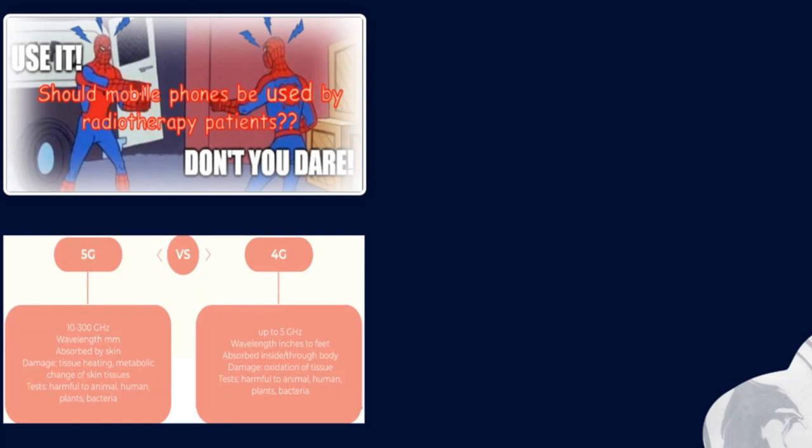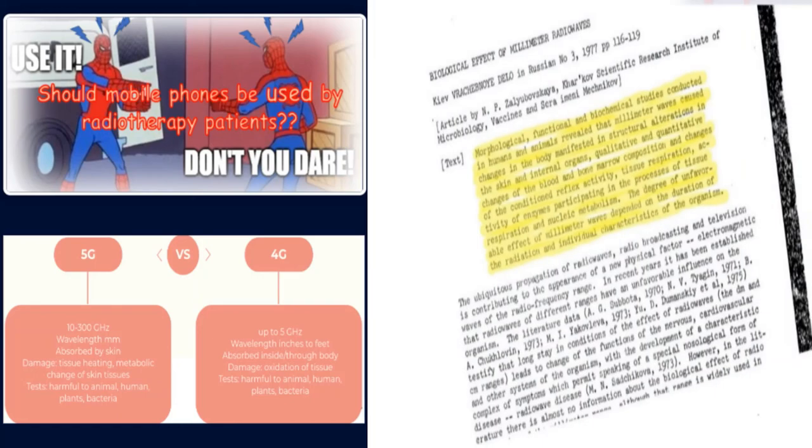Both of these 5G and 4G damages can be seen in animals, humans, plants, and bacteria. These results were actually published in a declassified dossier from the Russian government in the late 1970s. This paper especially talked about the millimeter wavelength damage, which is what we know as 5G. Nonetheless, hot debate still persists on whether 5G should be used or not. Both camps present a plethora of papers to argue their viewpoints.